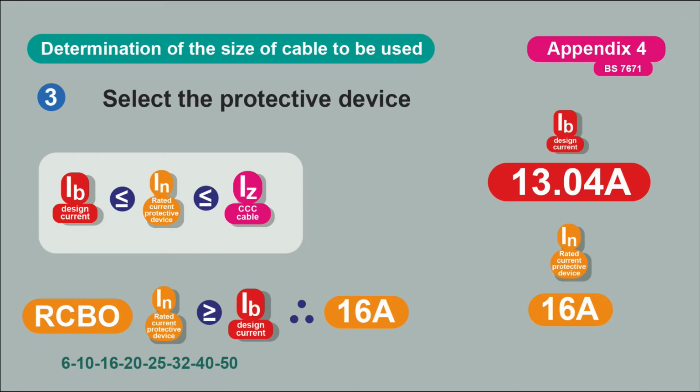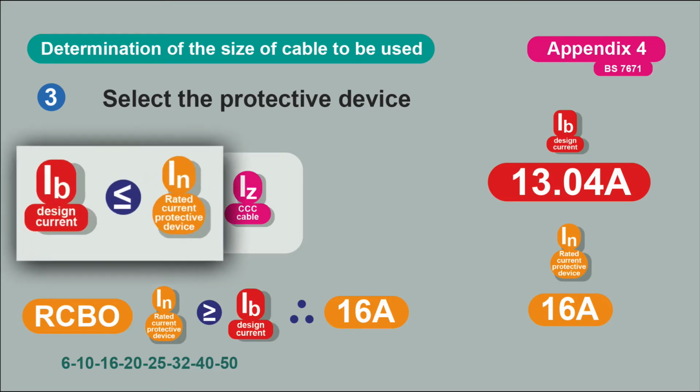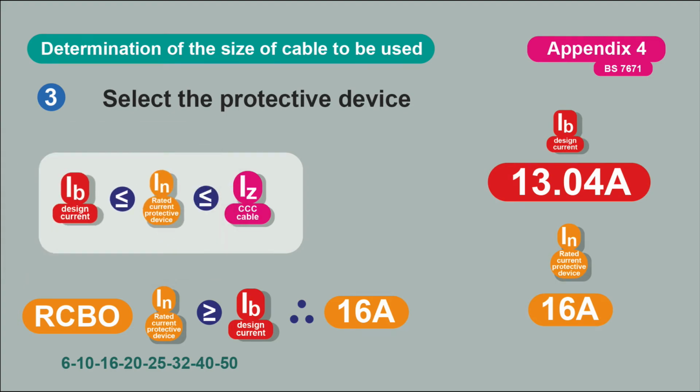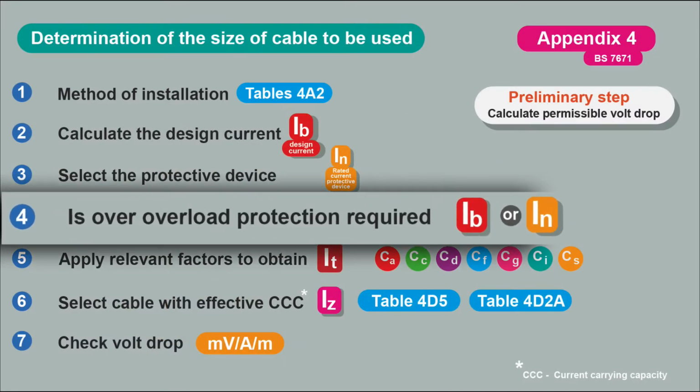We've got just over 13 amp design current. The nearest MCB size which is greater than 13 is 16. So we'll go for the 16 amp, 16 amp RCBO. And we've got the correct sizing: Ib is less than or equal to In, the rating of the protective device.